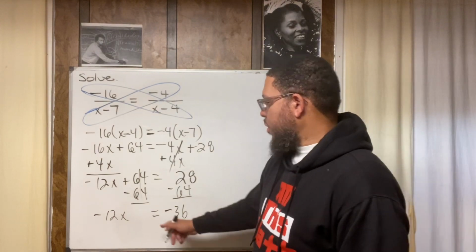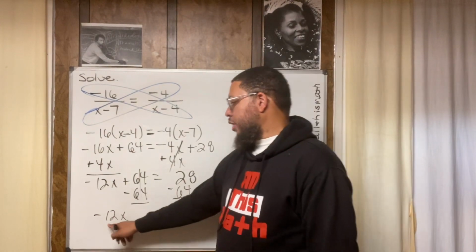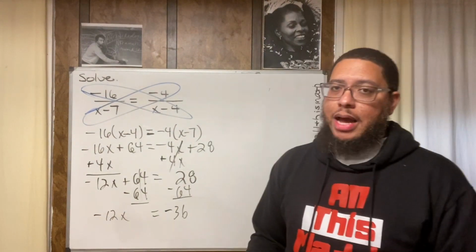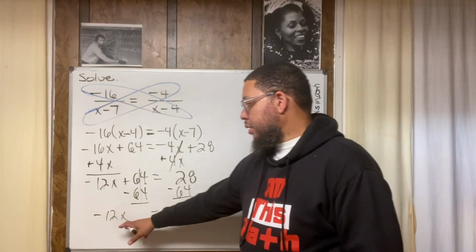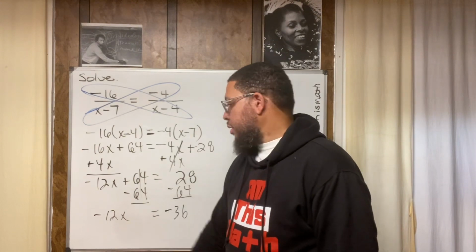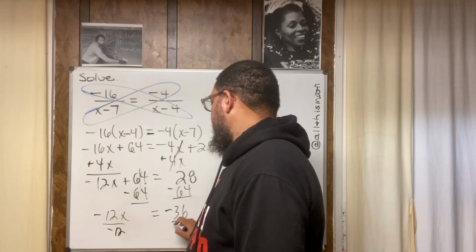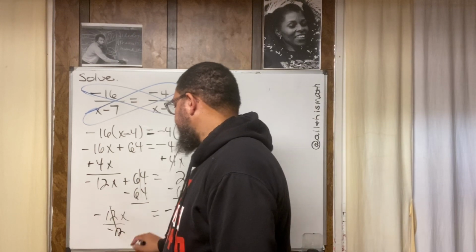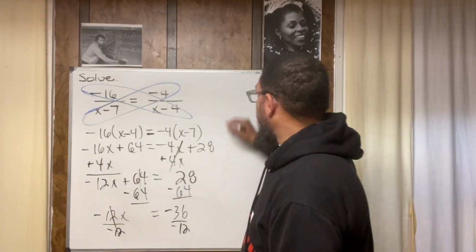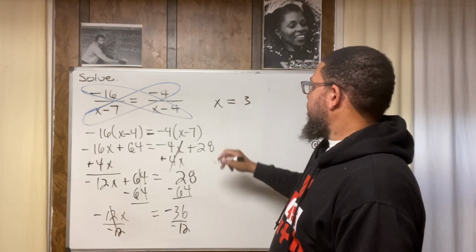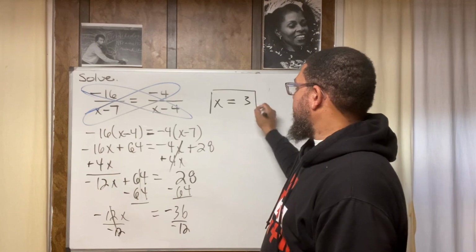So now negative 12x equals negative 36. How do I get rid of negative 12? I do the opposite operation. What's the opposite of multiplying? Because that means negative 12 times x. The opposite is division. So I divide by negative 12 on the left, divide by negative 12 on the right. So I'm going to have x is equal to 3. All right, so that's my answer. X is equal to 3.